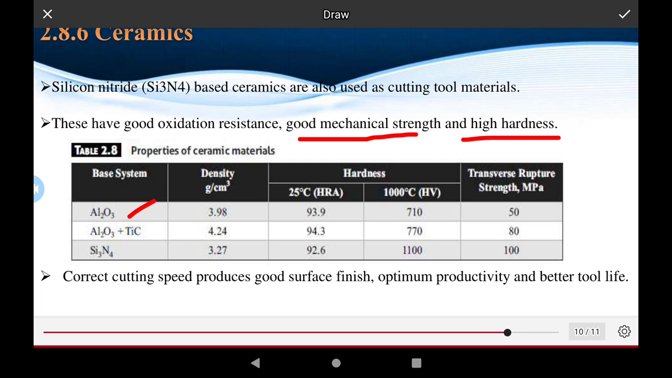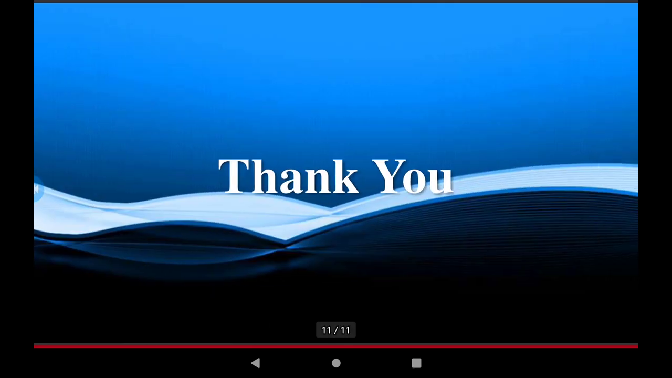the density is 3.27 grams per cubic centimeter, and the hardness at 25 degrees Celsius is 92.6, also increasing at 1100 degrees Celsius. The transverse rupture strength is 100 megapascals. Coated cutting tools at higher cutting speeds produce good surface finish, optimum productivity, and better tool life with these materials. Thank you so much.